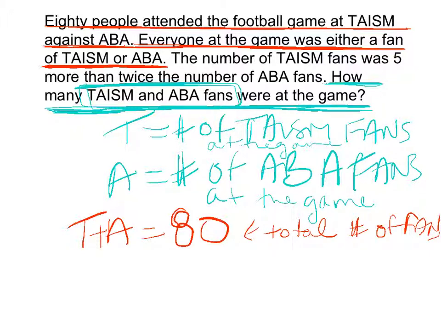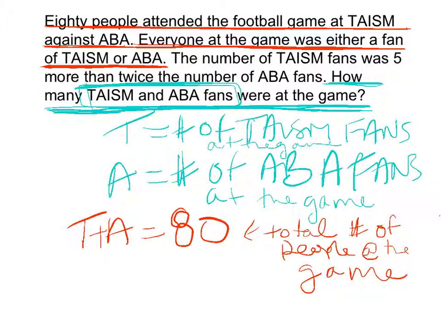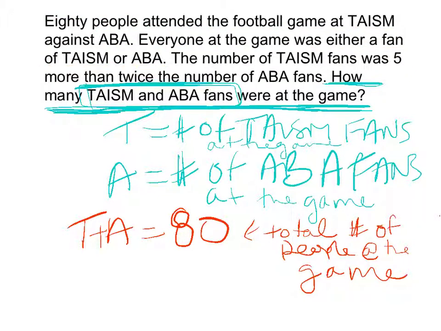So, the total number of fans is equal to the total number of people at the game. That's supposed to say game. I swear, that's supposed to say game. Let's try going down the other line. There we go. Okay, so there's our first parameter relationship. Now, let's look at our second parameter relationship.